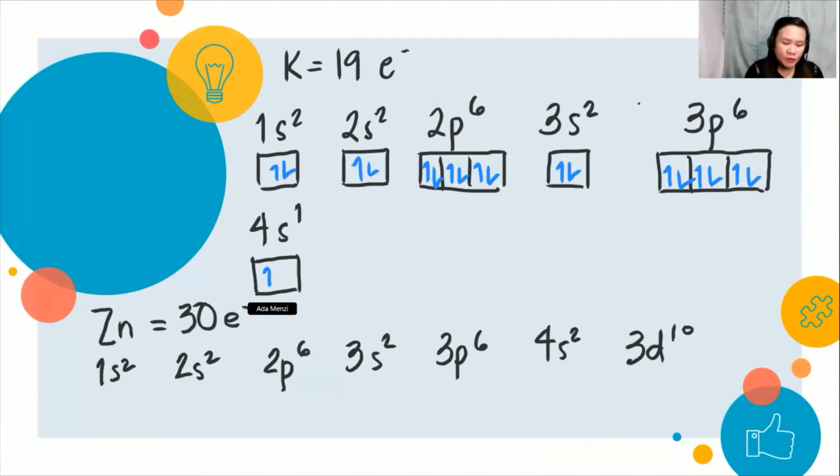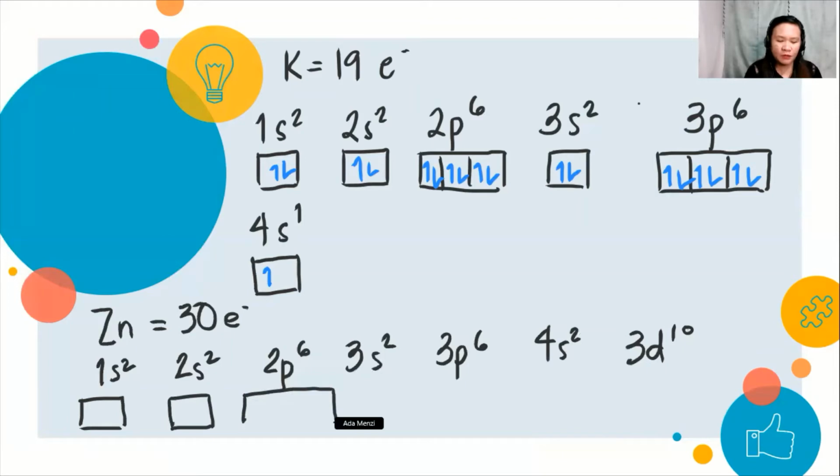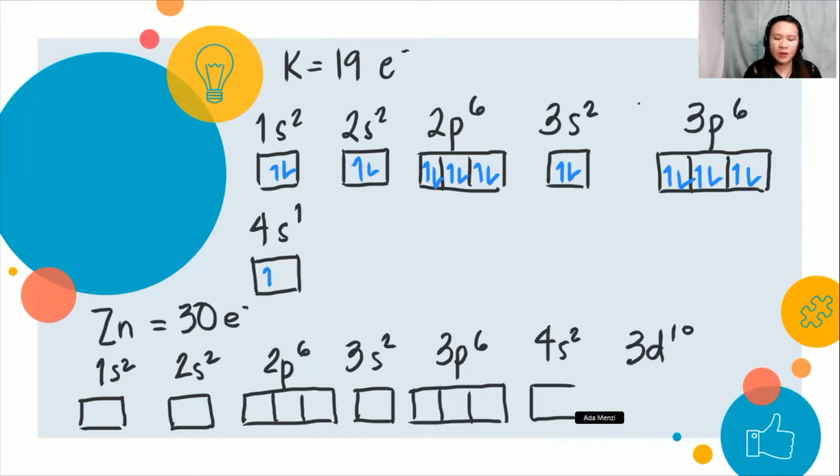Okay, so again, we draw the boxes. So we have one for S, another for S. For P, we have 3. For S, again, it has 1. For P, again, it has 3. For S, it has 1. And then when we go to D, it will now have 5. Okay, so 1, 2, 3, 4, and 5. Okay, next. So we now draw their different spins.